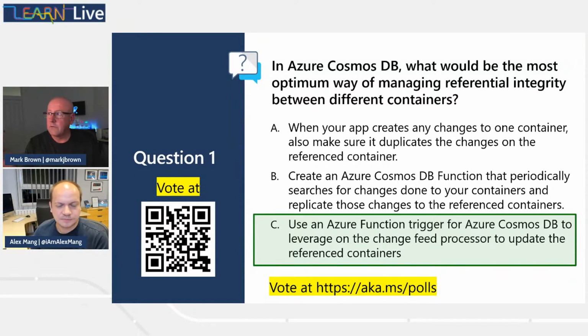And by the way, you don't even need it just for maintaining referential integrity. Change feed you can use to do any CDC or any event-driven types of applications. It is absolutely the heart and soul for doing microservices using a database like Cosmos.